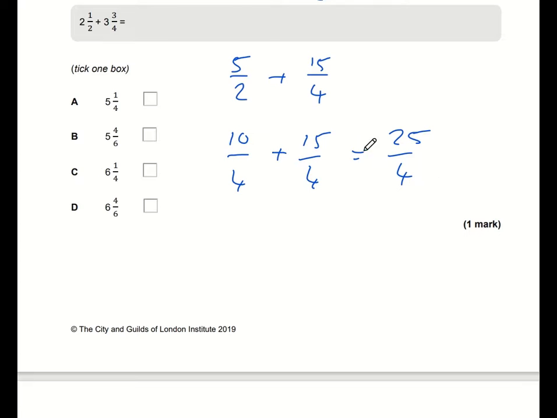But normally we would give a final answer as a mixed number rather than an improper fraction. Remember that this line of a fraction means divide, so what is 25 divided by 4? How many 4s go into 25? Well, 4 goes into 25 6 times with the remainder of 1, so that is 6 1/4, which is answer C.